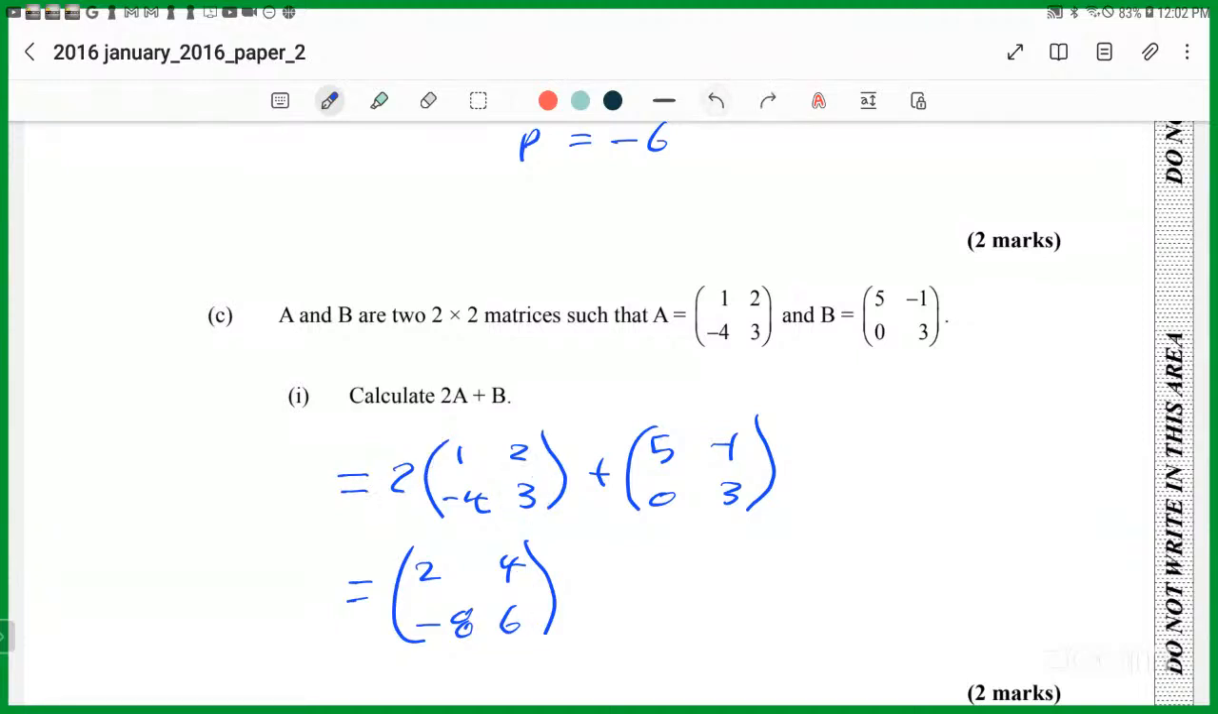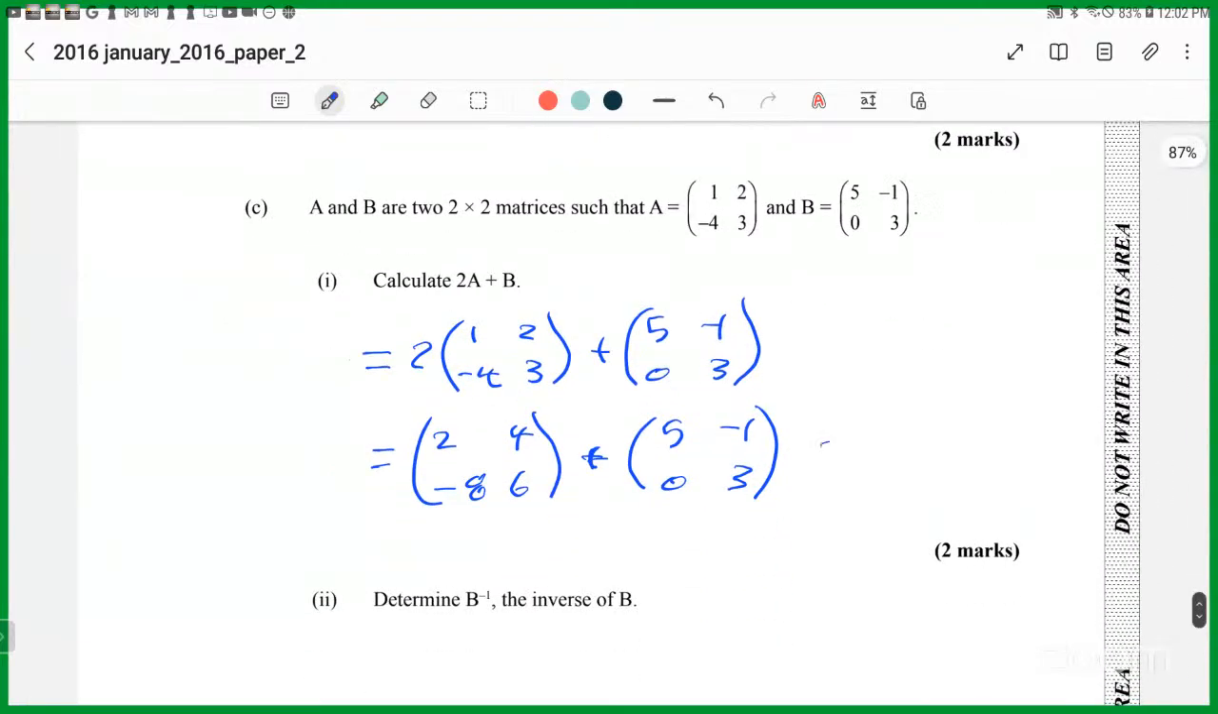And then to that, we're adding B: 5, minus 1, 0, 3. When you add matrices, you add the corresponding values. So we can put the answer right here. 2 plus 5 is 7. 4 minus 1 is 3. Minus 8 plus 0 means minus 8. And 6 plus 3 is 9.